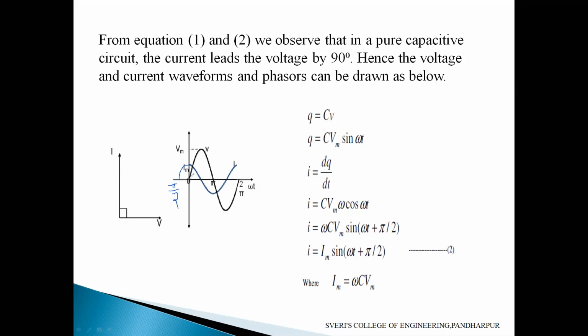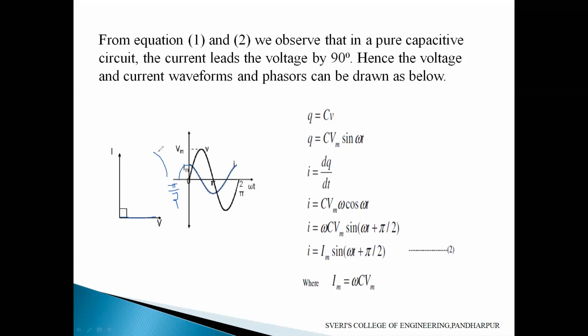So the current is starting before 0, 90 degrees before. For that reason we write sin(omega t plus pi by 2), but the voltage equation is sin omega t only. So we can clearly say that current is leading the voltage by an angle of 90 degrees. From the waveform and the equation, I am taking the voltage as the reference.